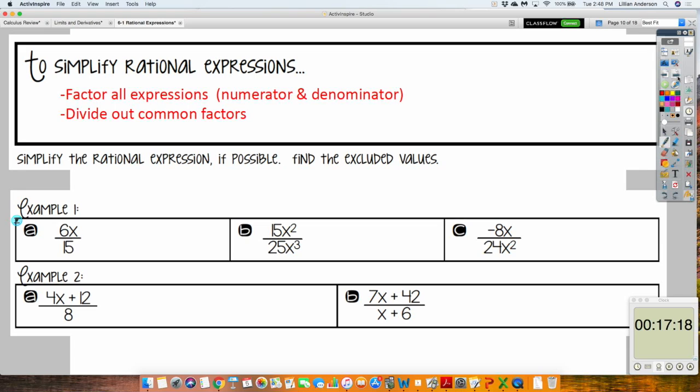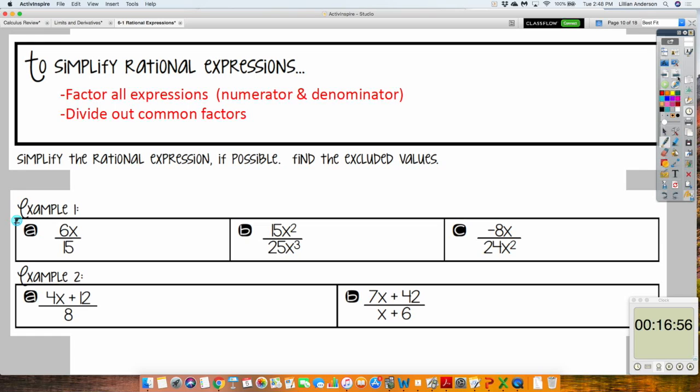When we look at example 1, example 1 is very simple. Example 2 gets a little bit harder. 3 gets a little bit harder. 4 gets a little bit harder. Okay? So, these are the very simple ones. If you look, you pretty much are reducing the fraction. Okay? You have a monomial over a monomial. Very simple. How does 6 over 15 simplify?